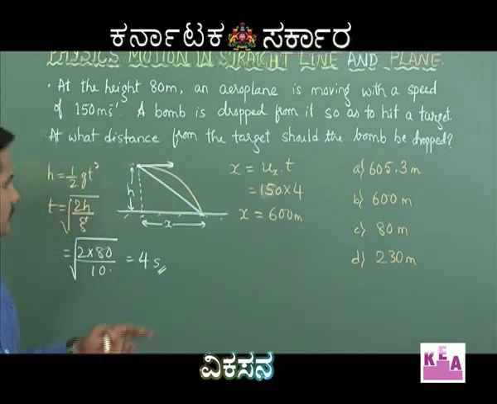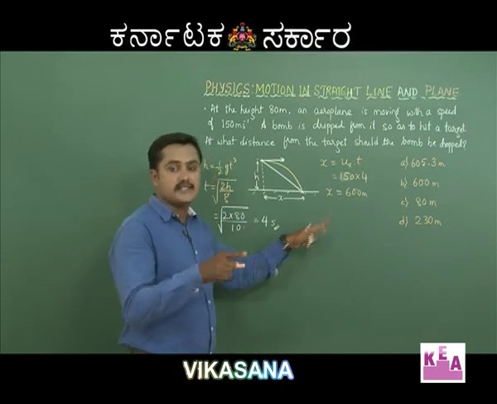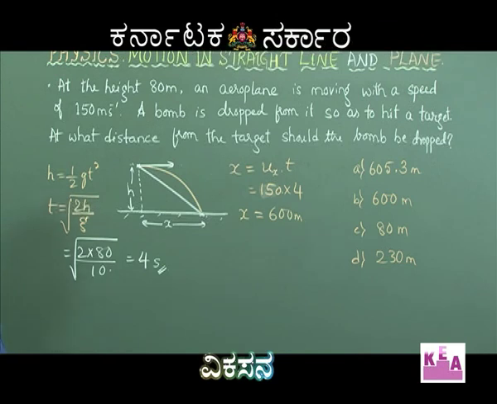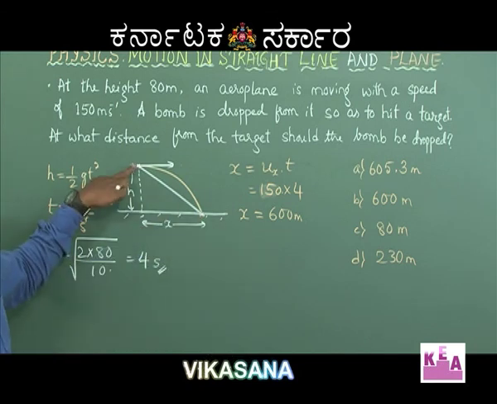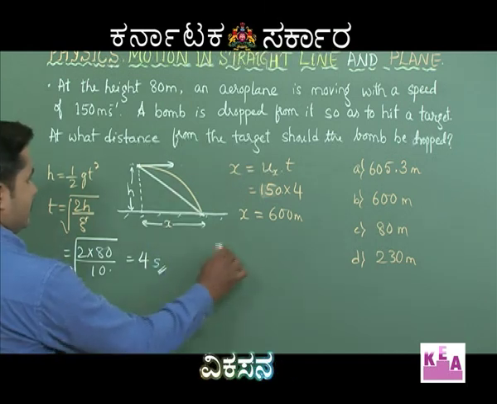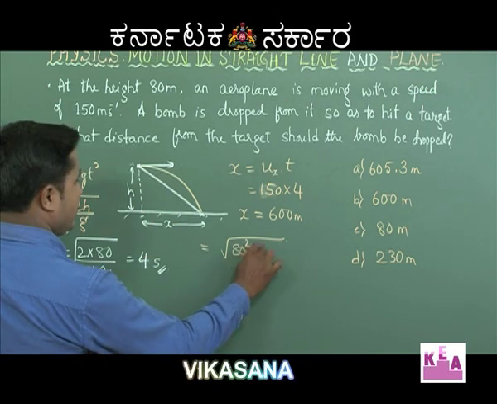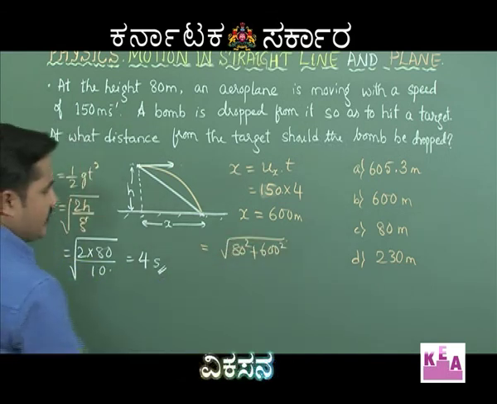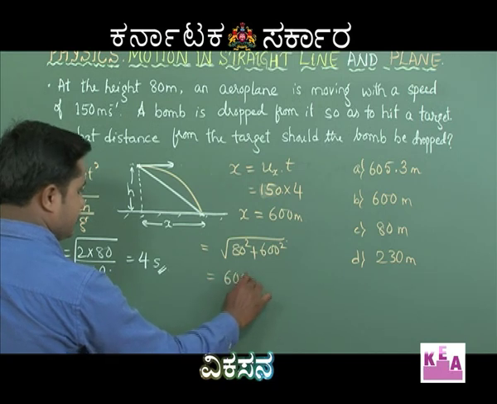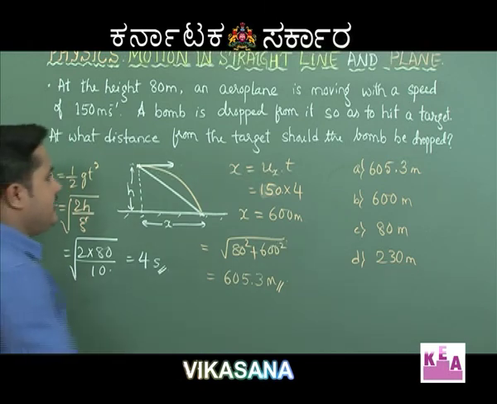But what are we supposed to find out? Don't blindly mark option B as right. The question is not the horizontal distance covered by the bomb. It is: at what distance from the target should the bomb be dropped? So, you are supposed to find out the hypotenuse. Hypotenuse is root of h square plus x square, which is root of 80 square plus 600 square. So, it should be slightly greater than 600. I think option A comes out to be the correct answer, which is 605.3 meter. So, option A is the correct answer.